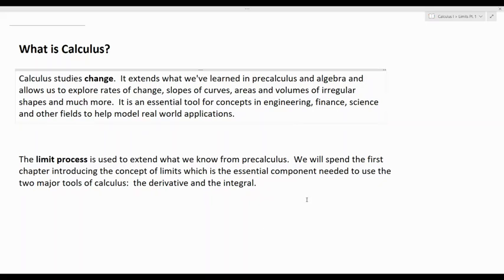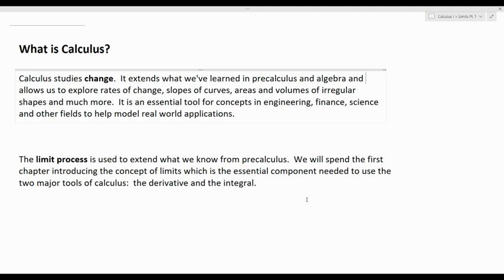What is calculus? You've all signed up for calculus, and you probably have to take it because your major requires it, or you're a math major, hopefully. But what really is calculus, and why do we need it? Well, calculus studies change. Okay?